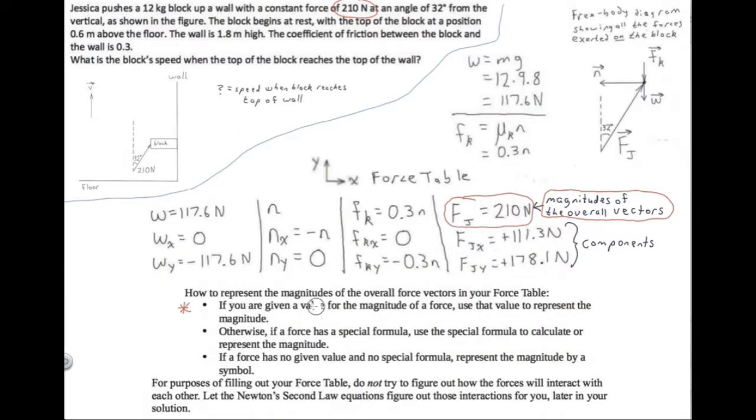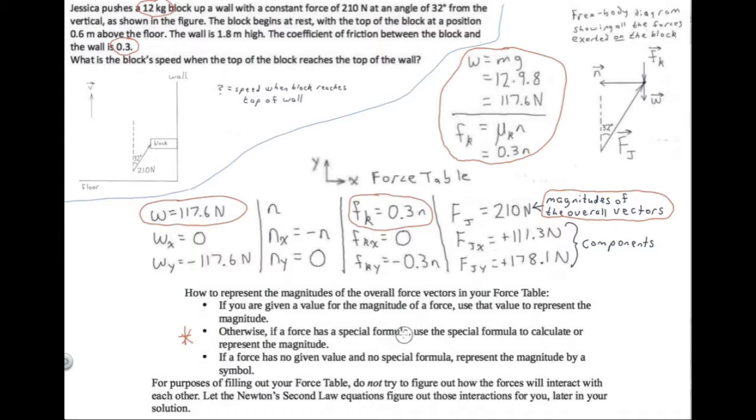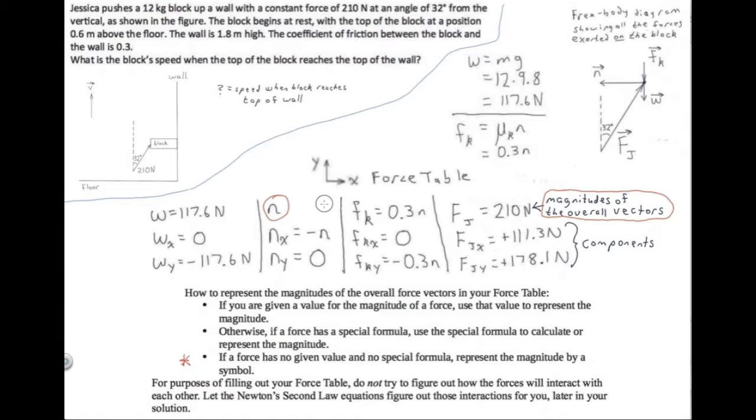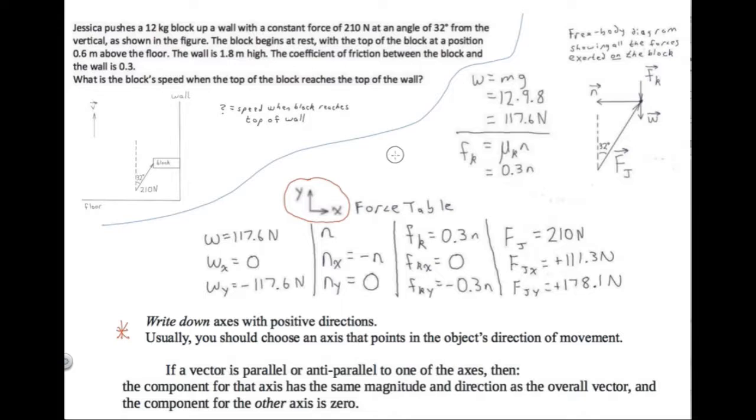We are given a value for the magnitude of Jessica's pushing force, 210 newtons. So we write that value here in the first row of the force table. We have special formulas for the magnitude of the weight force and the kinetic friction force. And we represent the magnitude of the overall normal force with a symbol. Before we break the forces into components, we need to choose and write down our axes. Now, the block is moving up. So let's choose a positive y-axis that's pointing up. And I'll choose a positive x-axis that points to the right.